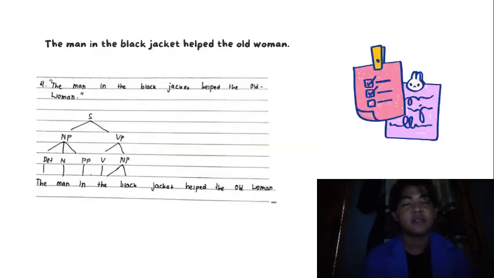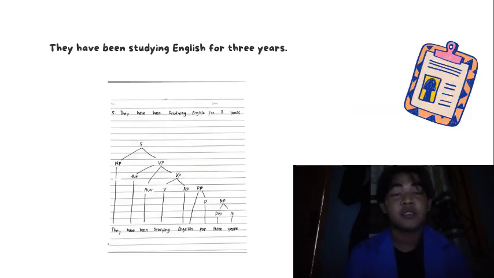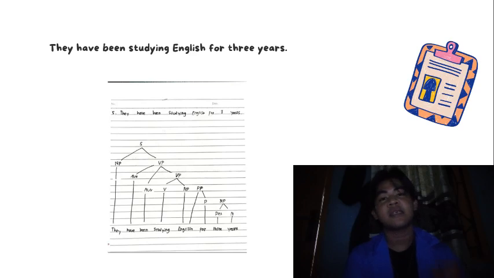In this sentence, the subject is the man in the black jacket. The phrase in the black jacket describes the man. The verb is helped, and the object is the noun phrase the old woman. The subject is they. The verb phrase uses the perfect continuous form, have been studying. The object is English, and the prepositional phrase for 3 years explains the duration.